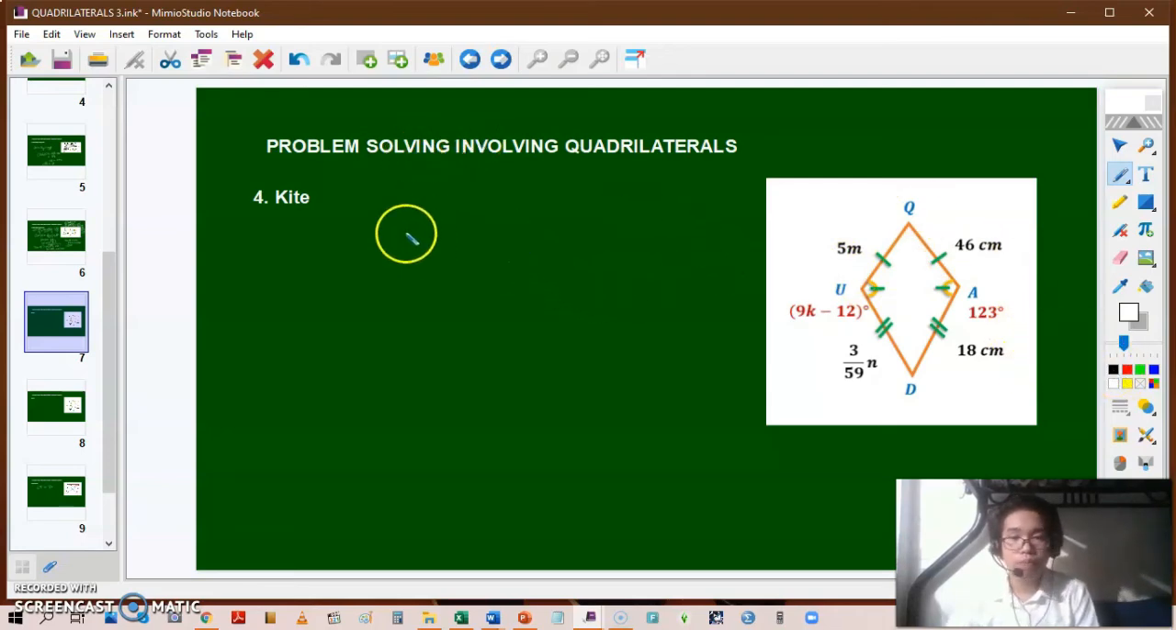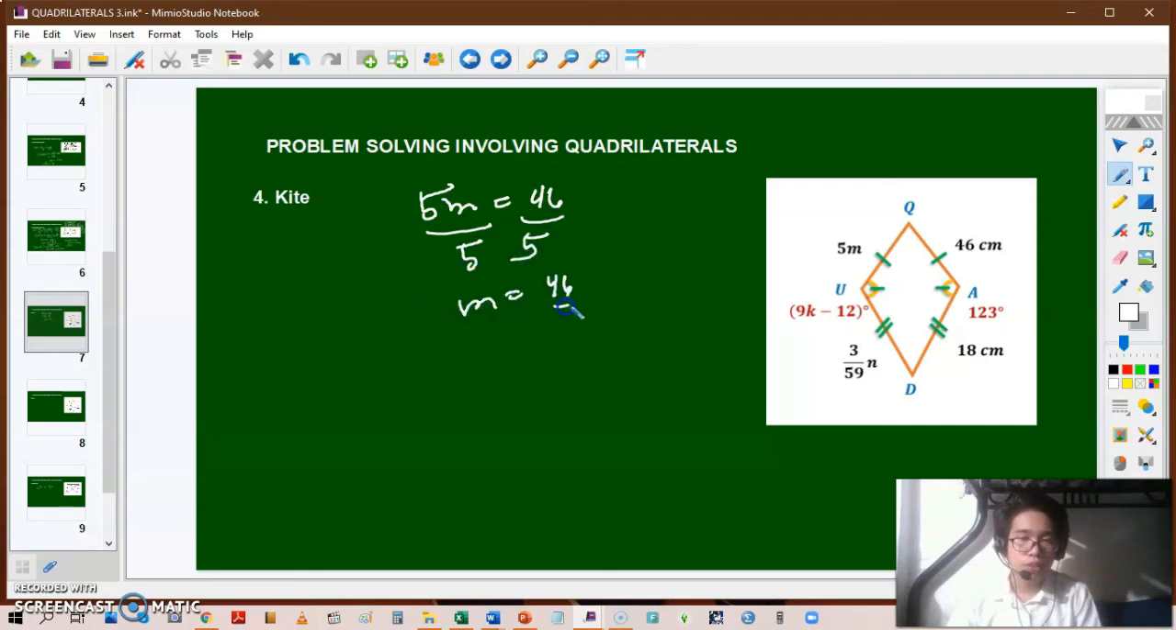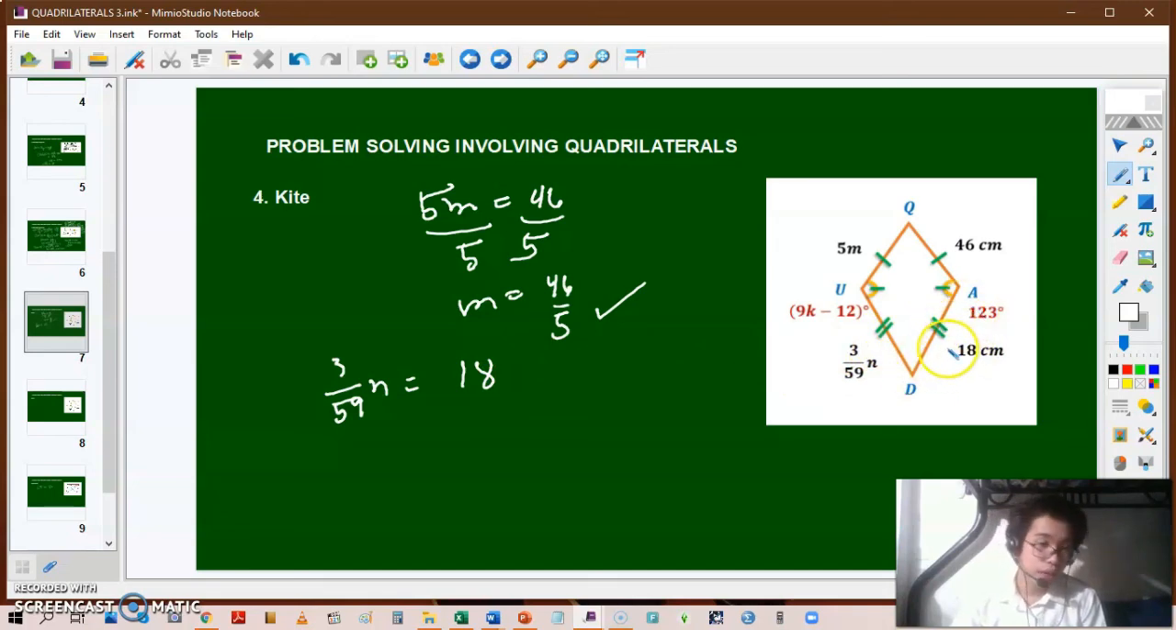First, let's start with m. 5m should be equal to its adjacent side. The adjacent side of 5m is 46, so we simply divide by 5. So m is equal to 46 over 5. Let's keep it that way. Also, we want to find the value of n. So 3 over 59 n is equal to 18, because it has to be equal to its adjacent side, AD, or 18 centimeters.